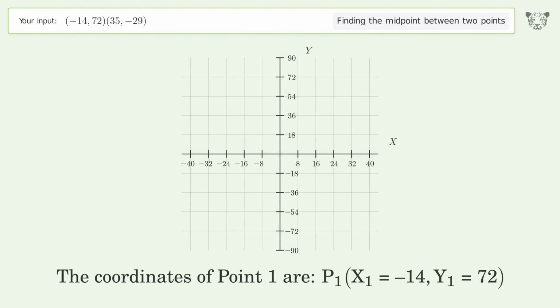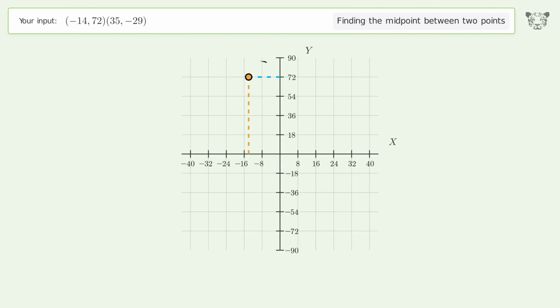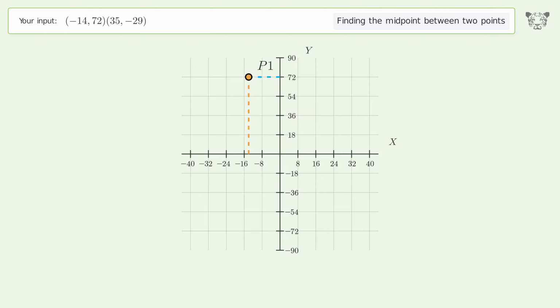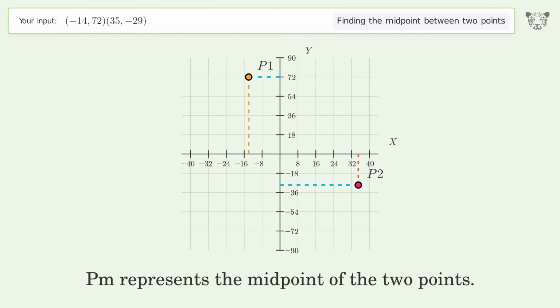The coordinates of point 1 are x1 equals -14, y1 equals 72. The coordinates of point 2 are x2 equals 35, y2 equals -29. PM represents the midpoint of the 2 points.